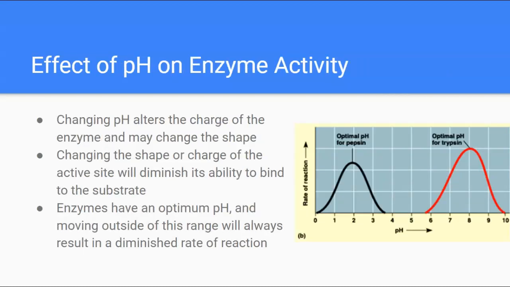When we talk about pH, it's a very similar situation. When you change the pH, you could potentially change the shape, which then, of course, diminishes its ability to bind to a substrate. All enzymes have an optimal pH, and moving outside of this range will always result in a diminished rate of reaction. Whether you move to the lower end of the pH scale or the higher end, it will always result in a diminished rate of reaction.